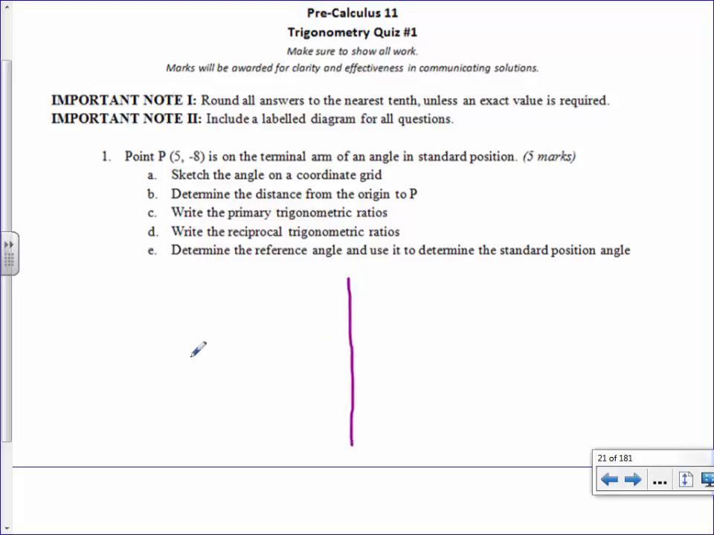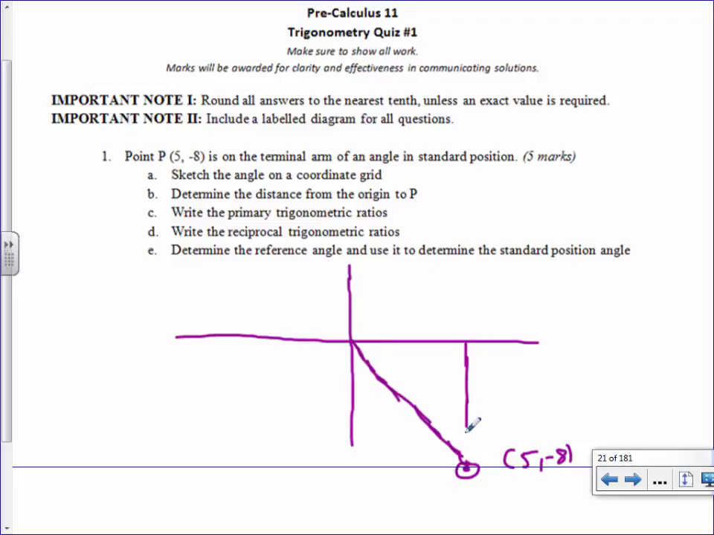If I give you the point 5, -8, and I ask you to sketch that, you might then say, well, 5, -8 would be right about here. So, you guys remember that? And you draw an arm that goes towards it right here, and you draw a triangle out of this, because this length is 5 and this is -8.